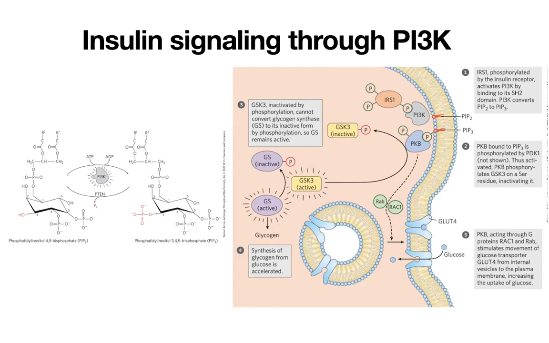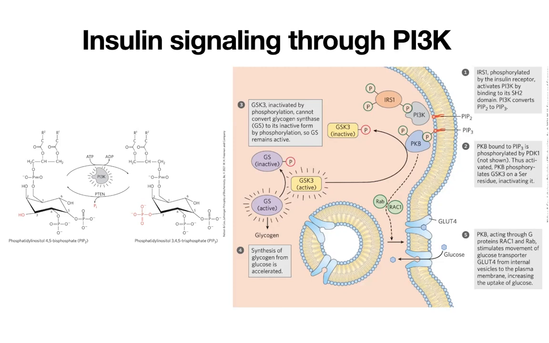Once it's inactive, it can't make glycogen. If we have GSK3 active, our glycogen synthase is going to be inactive. But if we inactivate GSK3, now we prevent it from inactivating GS, which means we can make glycogen. So PKB is going to inactivate GSK3, and therefore it's going to take the brakes off the glycogen maker. It's a complicated pathway, but at the end result, you get glycogen made.